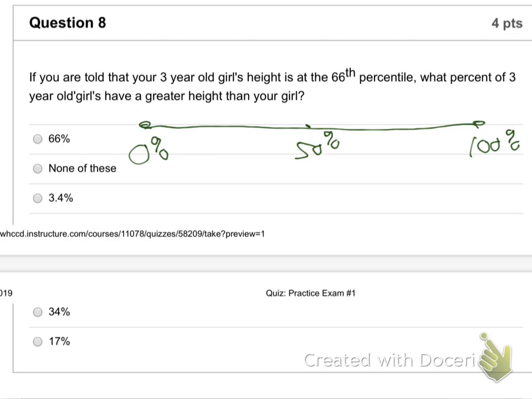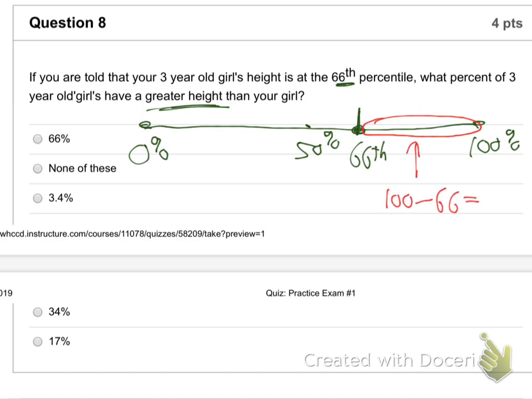It's just like you line up, and that could be anything. We're doing 3-year-old girls' heights, could be snail weights, could be anything. It's just taking a bunch of numbers and lining them up from 0 through 100. So if somebody's at the 66, they're a little past half. If they're 66% of the way along, then how many are greater height? Where's the greater height people? Right there. This is going to be 100 minus 66. This has got to be 34%. Does that make sense? So there it is.